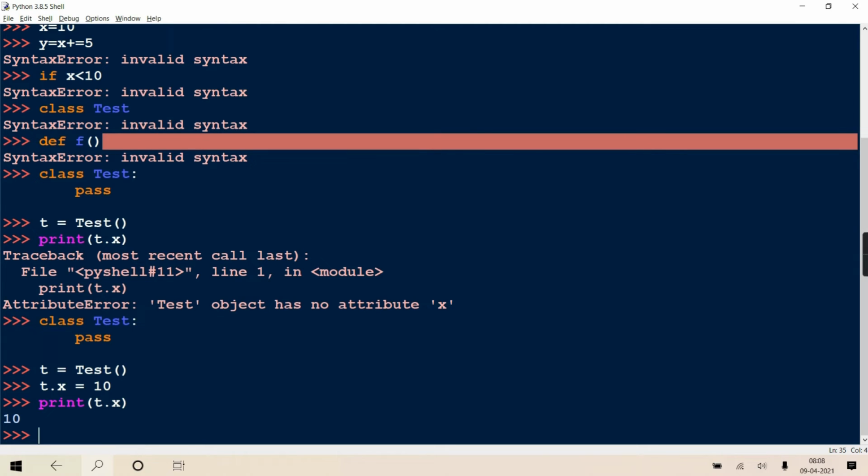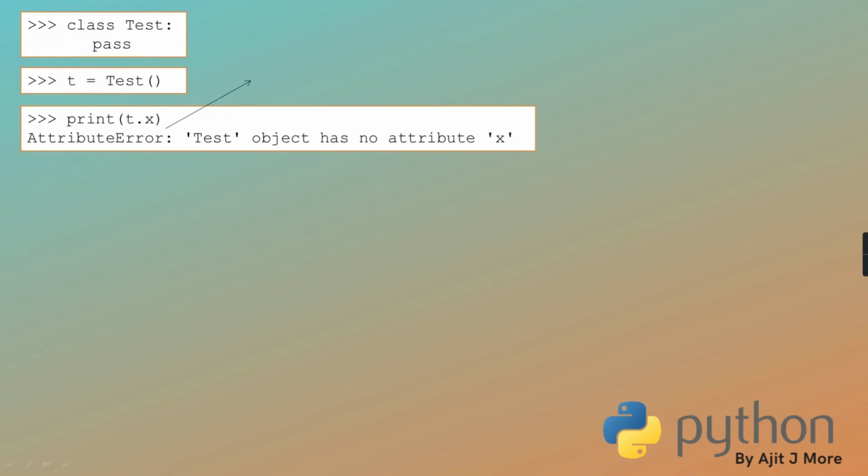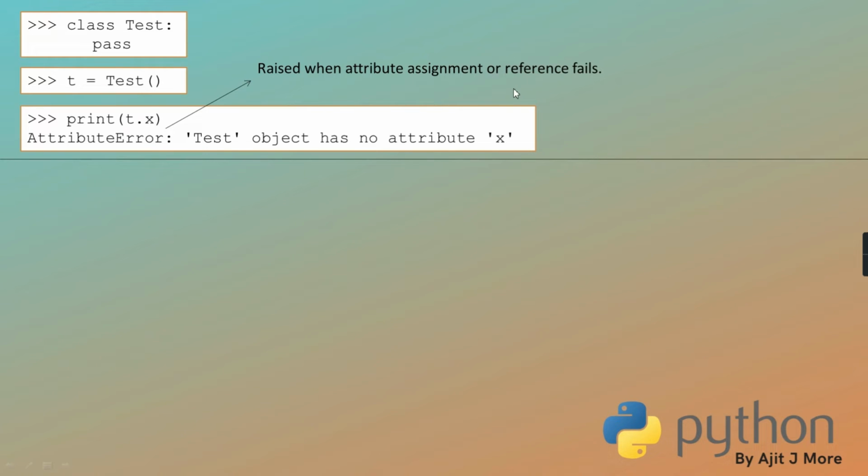Getting? Okay, so I hope you got it. See, it is raised when attribute assignment or reference fails. Okay, it means whenever you are trying to access an attribute, it will give you an error. This is one situation.